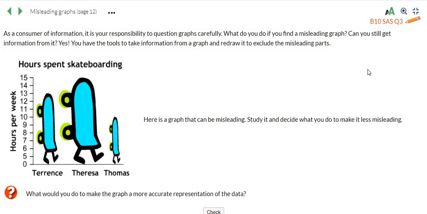And Kirsten, what's the second thing? The bars' widths are not consistent. They use different widths of skateboards. They made Teresa's skateboard look super big when it's not that much bigger than the other skateboards. So the bars' widths are not consistent as well. And I'm not going to make you redraw the graph. The bars' widths are inconsistent and the vertical axis numbers are not correct.